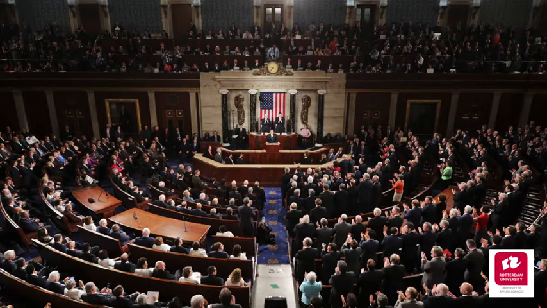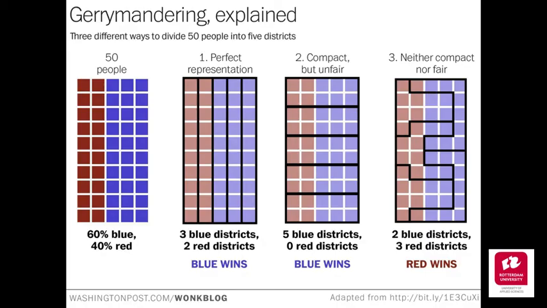Now, one of the biggest problems that we have with the House of Representatives is something called gerrymandering. And I'm going to show you really quickly what gerrymandering is. So every 10 years, there's going to be a census, and they're going to count the people that live in the United States.